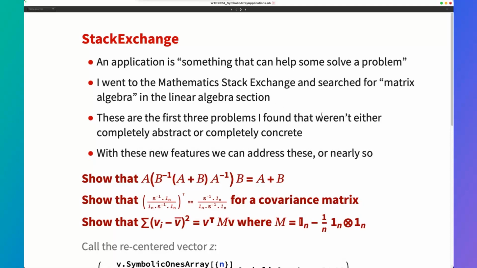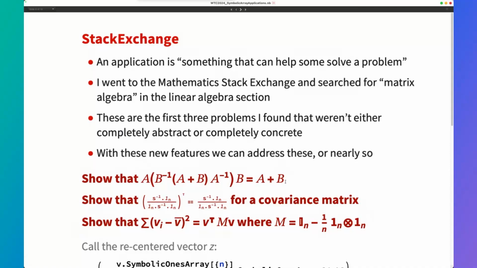So here are the first 3 problems I found that make sense, not too abstract, not too concrete, to be applied to symbolic matrices and arrays. And here's how we can solve them using our new functionality.